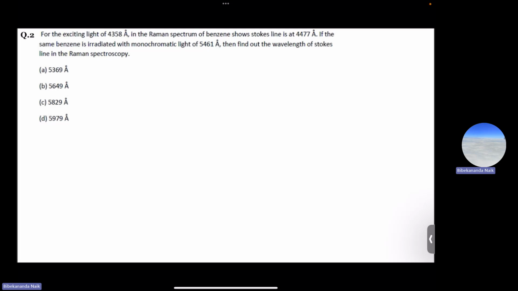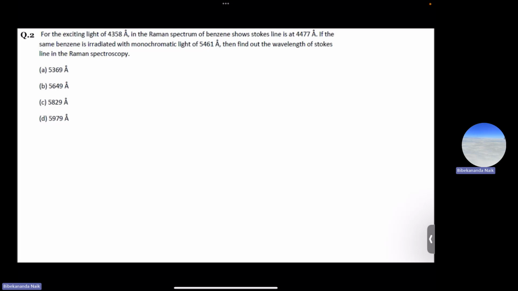Then we'll proceed to the next question. The question says, the exciting light of 4358 angstrom in the Raman spectrum of benzene shows Stokes line at 4477 angstrom.